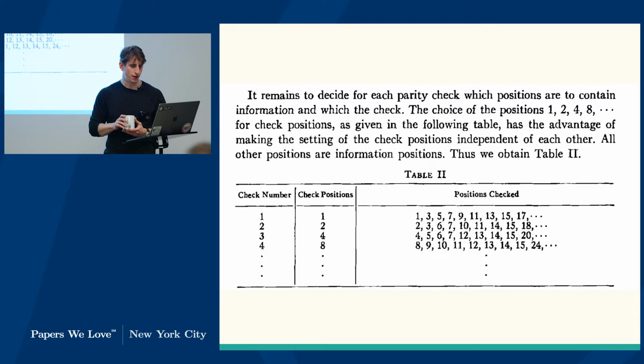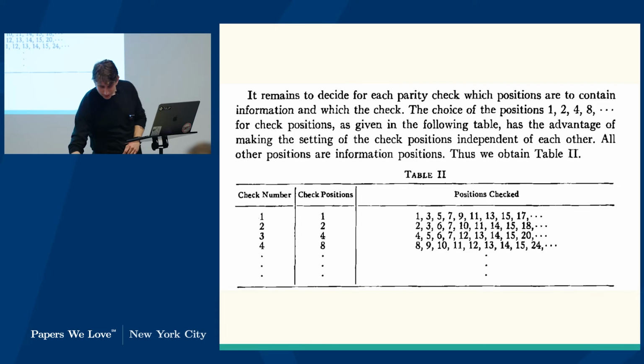So if you have a check at bit number 1, it can check positions 1, 3, 5, 7, 9, 11, etc. Bit 2 checks 2, 3, 6, 7, 10, etc. And so forth and so on. Does anybody notice the pattern? Why is this useful? Does anybody have intuition about why this works? I'll show you in a bit, it's cool.